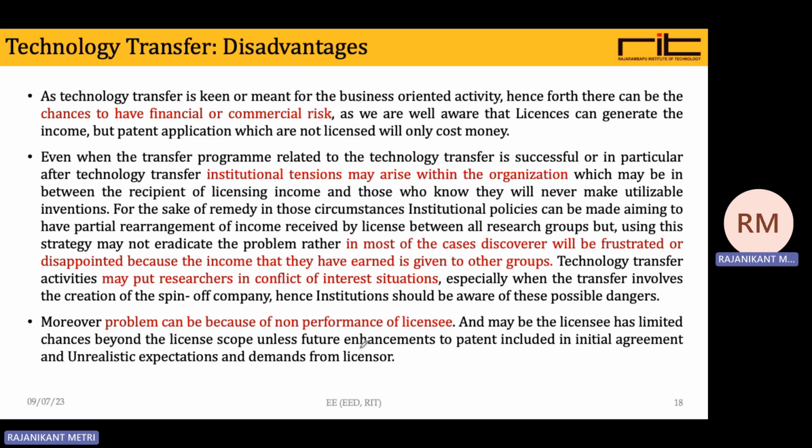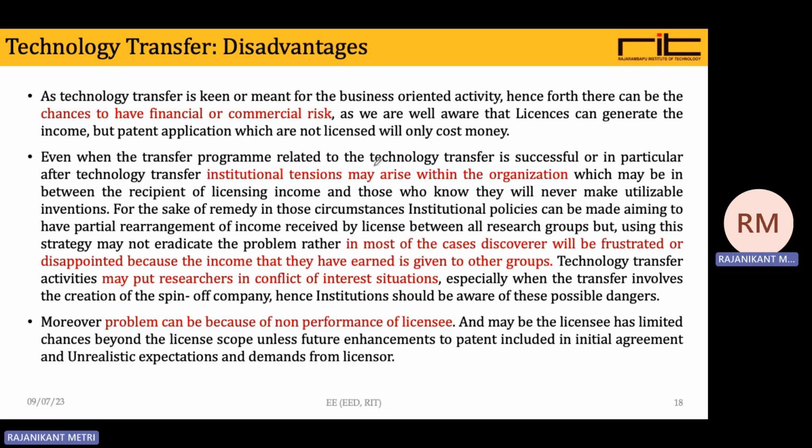Now there are some disadvantages also of technology transfer, and it can be the chances to have financial or commercial risk. As we are all aware that licenses can generate the income, but patent applications which are not licensed will not cost money. So if it is not patented, then it will not be of benefit for the inventions or the innovators.